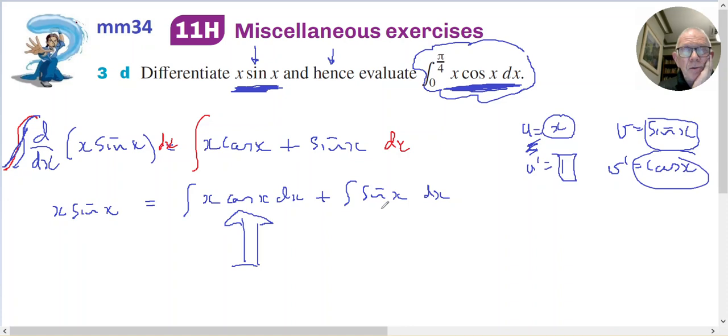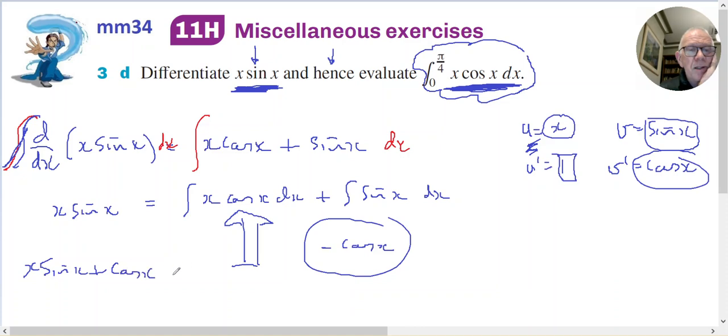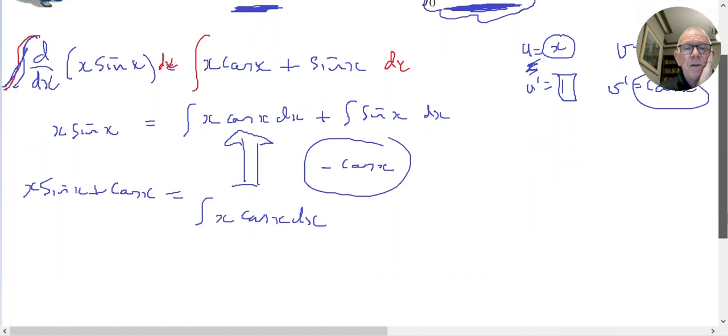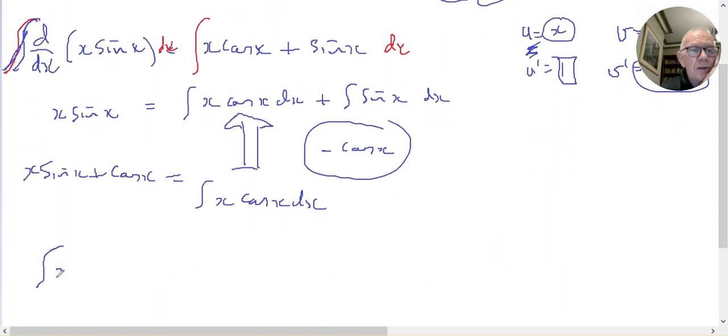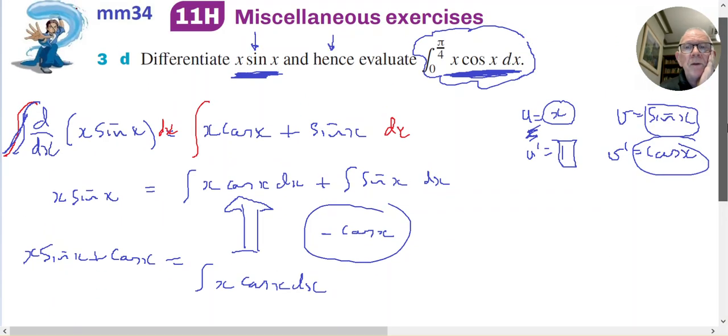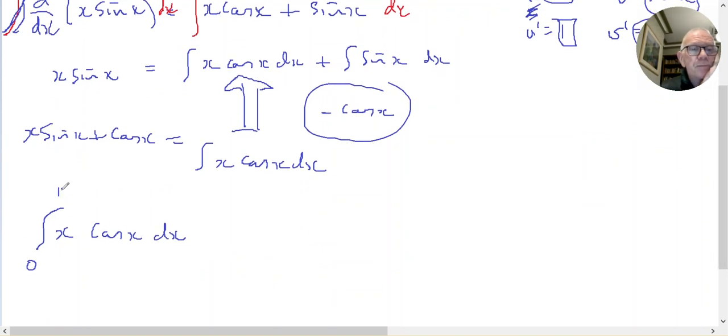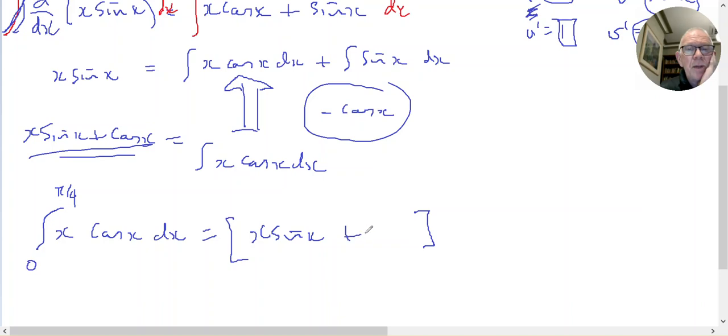So I know that the integral of the sine of x is equal to negative cos of x. So I'm going to move this to the other side and get x sine of x plus cos of x is equal to the integral of x cos of x dx. So just swapping the sides, the integral of x cos of x dx from 0 to pi on 4 will equal square brackets, because it's a definite integral, and this is what the integral equals, x sine of x plus cos of x from 0 to pi on 4.